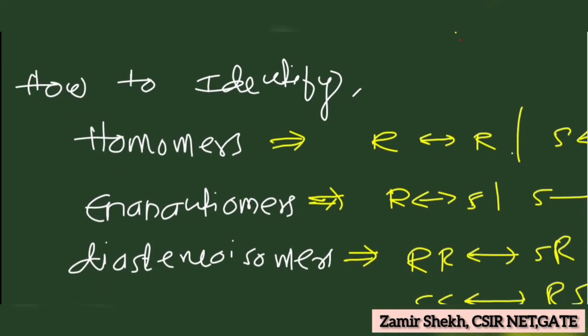Most of the students are unable to find out, in most of the cases, what is homomer, what is enantiomers, and what is diastereomer. The homomers are nothing but the same, it's the identical form. Okay, if you rotate 180, we can get the homomers. Now how can one identify the homomers, enantiomers, and diastereomers with the help of this RS configuration?